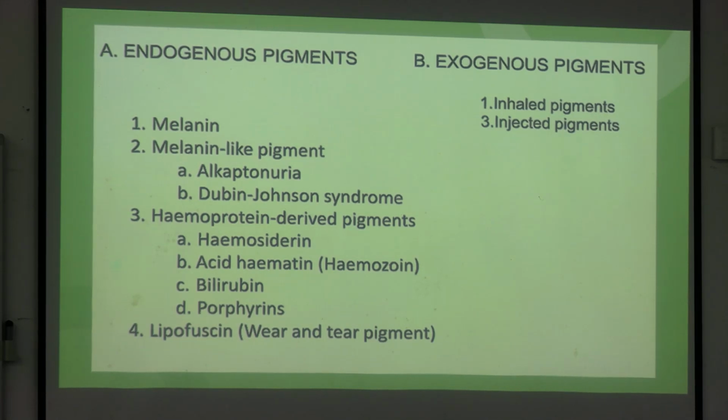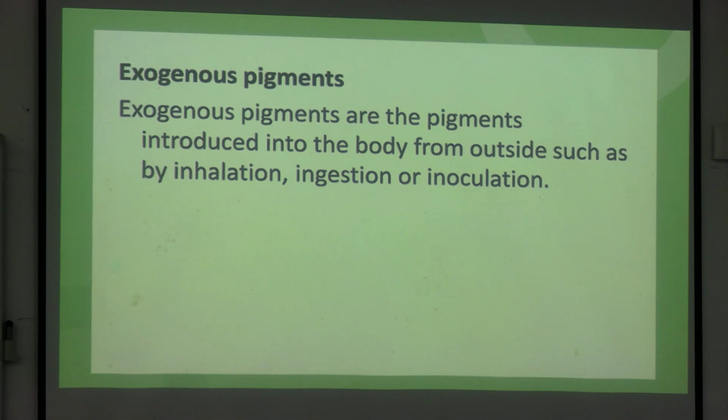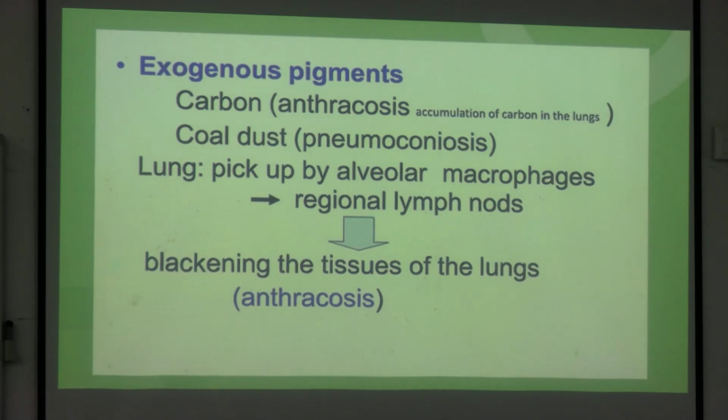The chief pigment, endogenous pigment of our body is melanin. It forms due to oxidation of tyrosine. And exogenous pigments are inhaled pigment and injected pigments. Inhaled pigment from coal dust, anthracosis, দেখাবো ছবি পরে। So exogenous pigments are the pigments introduced into the body from outside, such as by inhalation, ingestion or inoculation.